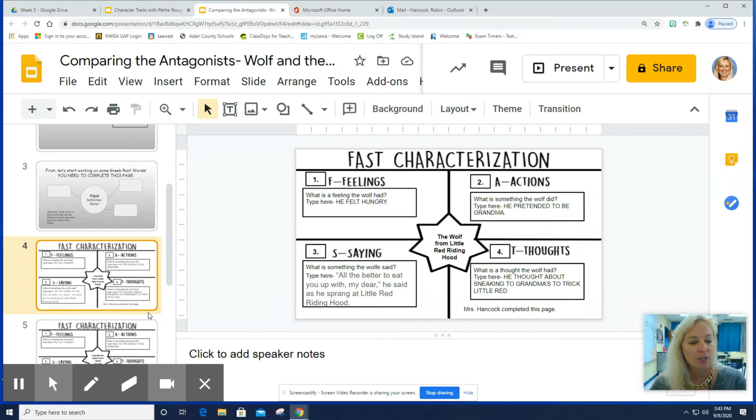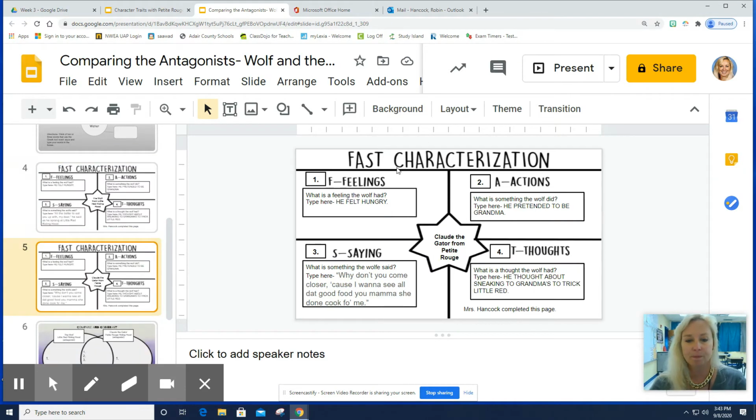Let's talk about Claude the Gator. If you'll notice, I've got in the middle here, Claude the Gator. So here's how I would describe Claude the Gator. How did he feel? He felt hungry. What action did he take? He pretended to be grandma.